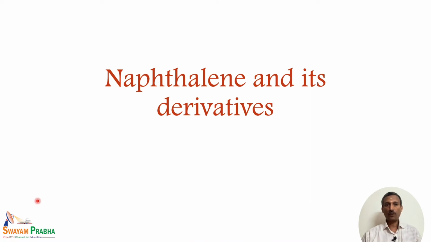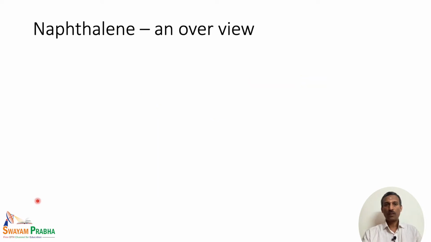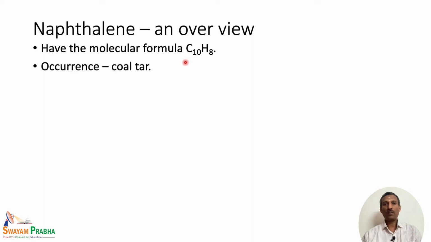Welcome to the next session. In this session, we will be talking about naphthalene and its derivatives. Let us have a brief overview about naphthalene. Naphthalene is having a general formula C10H8. So it mainly occurs in coal tar. So this is the major one of the components present in the coal tar.